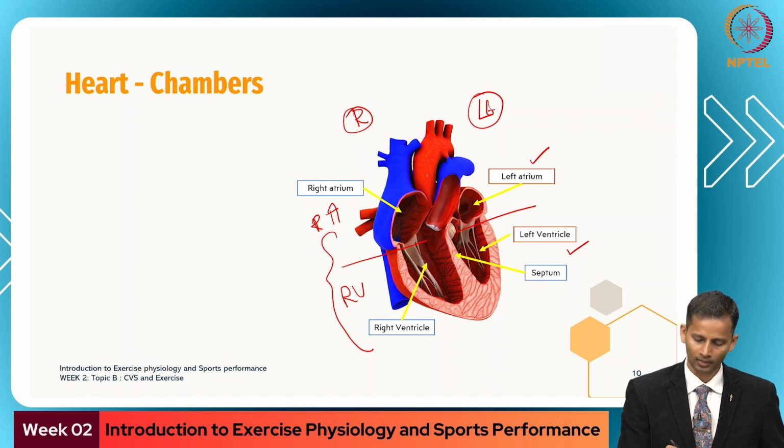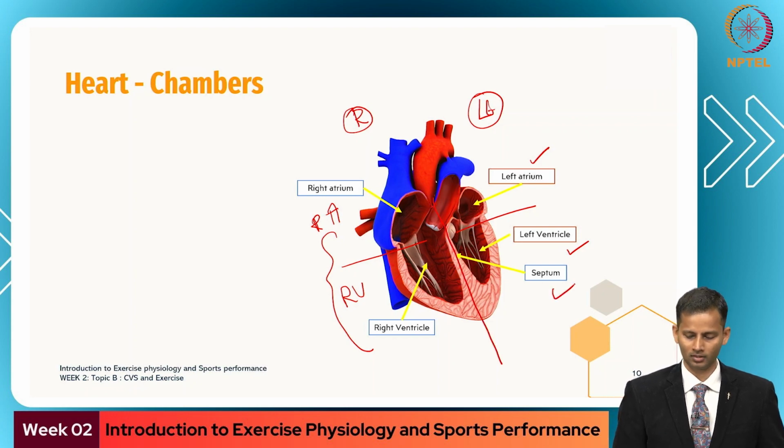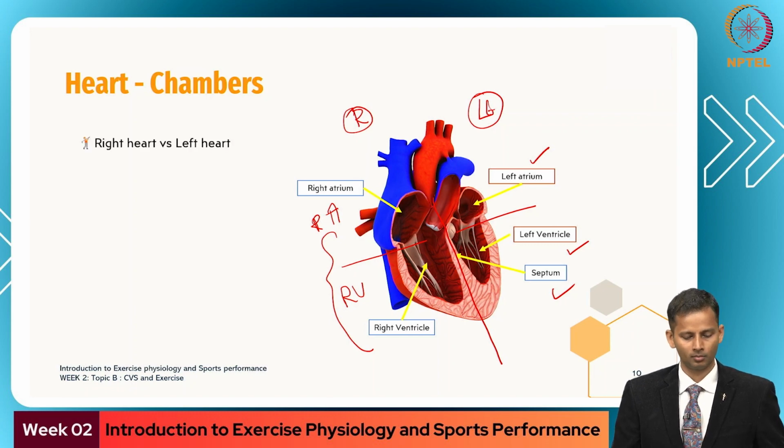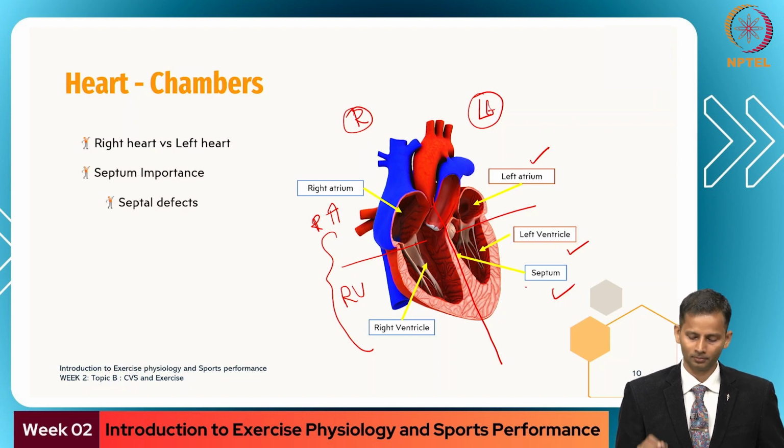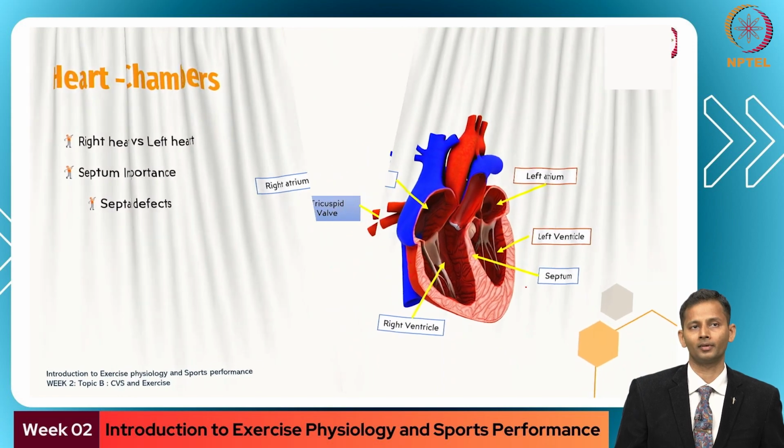The right and left are divided by this septum. Thus the chambers of the heart don't mix up blood, and the right and the left, to be specific, don't mix up blood, as they're divided by the septum. The importance of the septum is that if the septum is defective, it may end up in mixing up of blood.